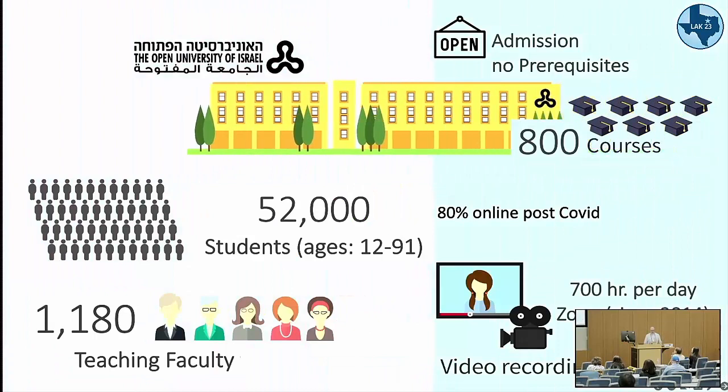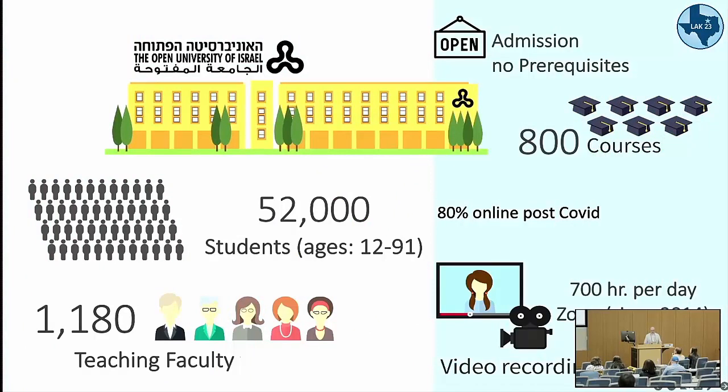This is our university. We have over 52,000 students, 1,100 teaching faculty, no admission, no prerequisites. We have 800 courses. 80% of our students study online post-COVID, and we've been using Zoom since 2014. Before COVID, we had 30 students online. Post-COVID, it's 80%. So video is a strong component of what we're doing.